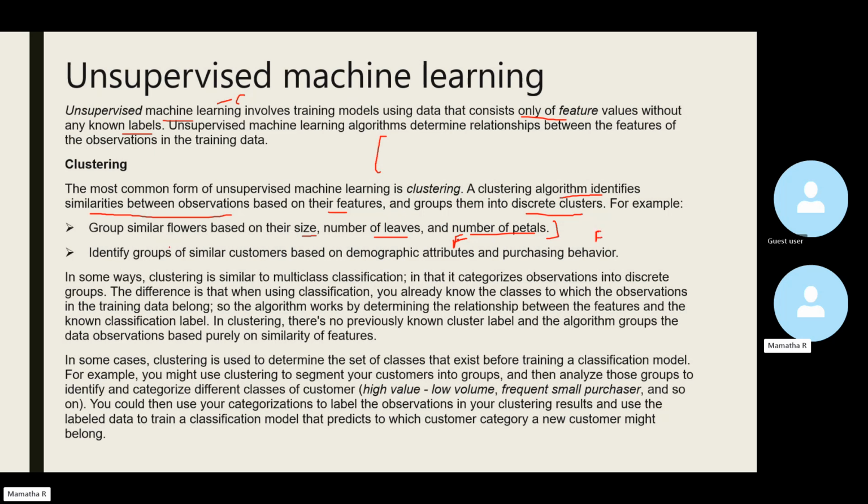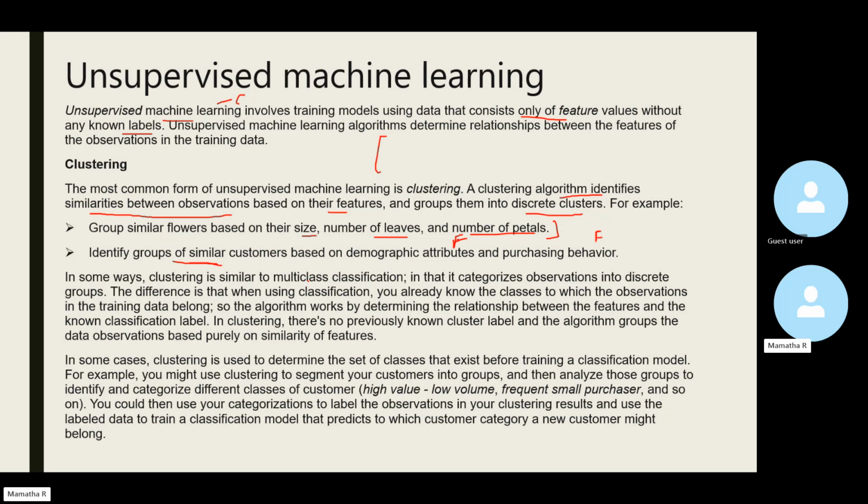Based on this, we are going to identify groups of similar customers. In each scenario you consider, try to understand which is the feature and which is the label. Here also, the size, leaf and number are features.